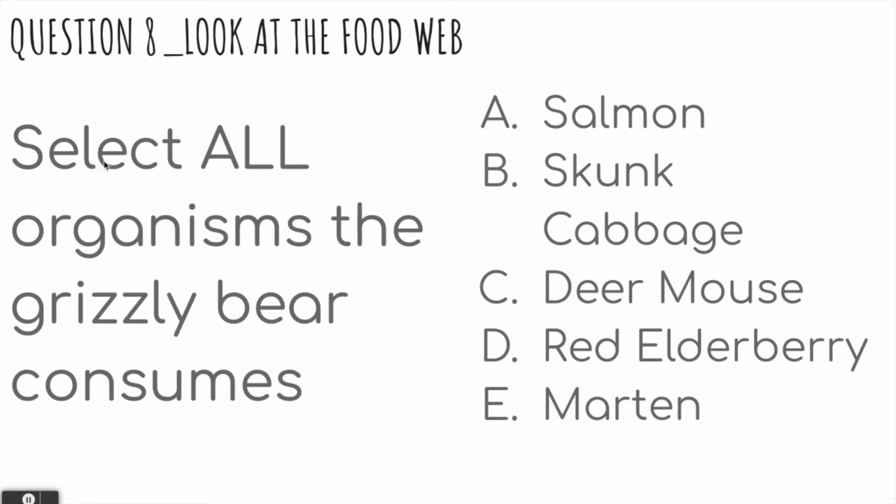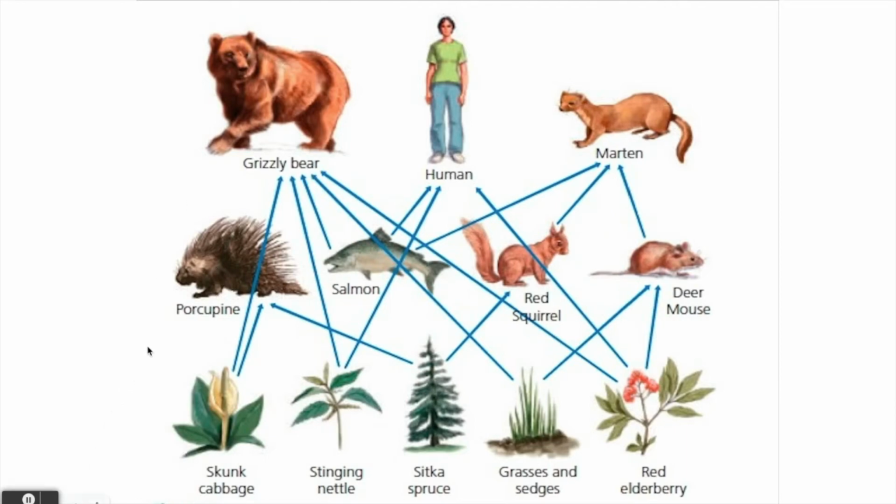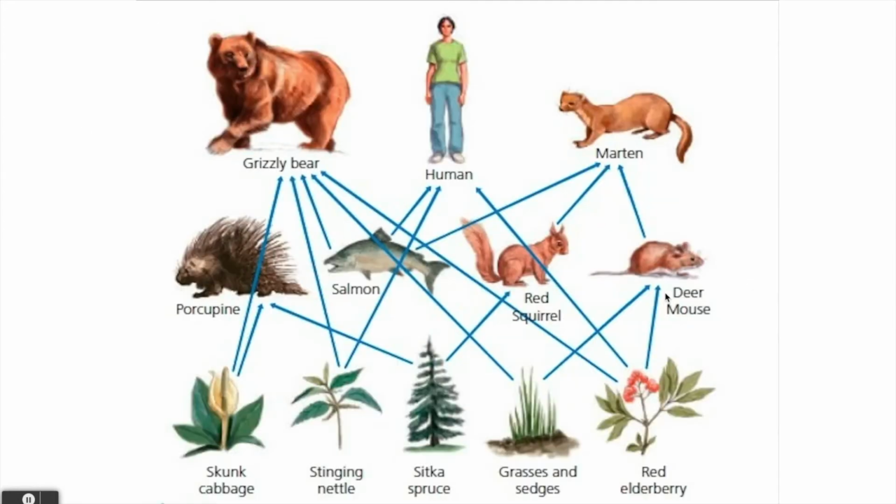Question 8 asks us to select all the organisms the grizzly bear consumes. Our choices are salmon, skunk cabbage, deer mouse, red elderberry, and marten. Let's look at that food web. So which of these organisms does a grizzly bear eat or consume? Answer on Edpuzzle now. If you said salmon, skunk cabbage, and red elderberry, that is correct. The grizzly bear, as we can see on this food web, eats skunk cabbage.